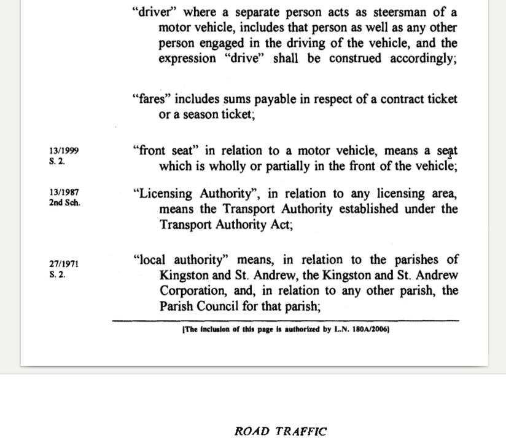In relation to a motor vehicle, it means a seat which is wholly or partially in front of the vehicle. In the front of the vehicle. Licensing authority, in relation to any licensing area, means the Transport Authority established under the Transport Authority Act. Local authority means in relation to the parishes of Kingston and St. Andrew, the Kingston and St. Andrew Corporation, and in relation to any other parish, the parish council for that parish.